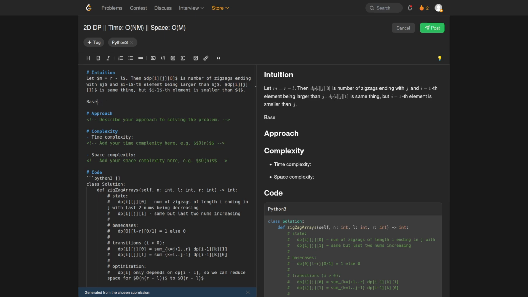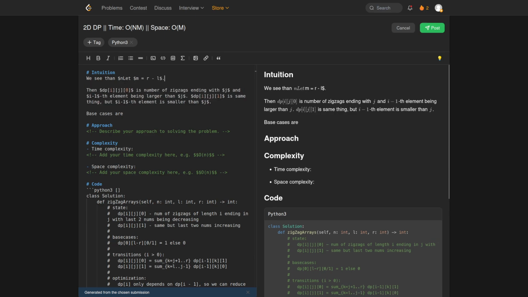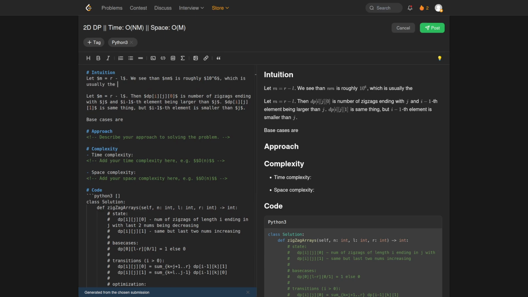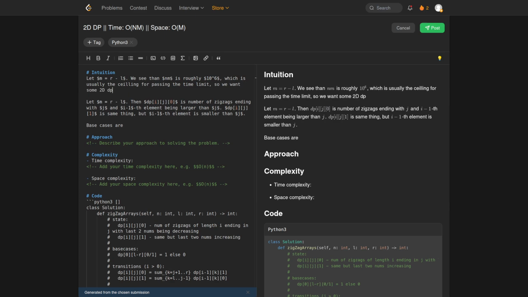Base cases, we see that n times m is roughly 10 to the 6, which is usually the ceiling for passing the time limit, so we want some 2D dp.